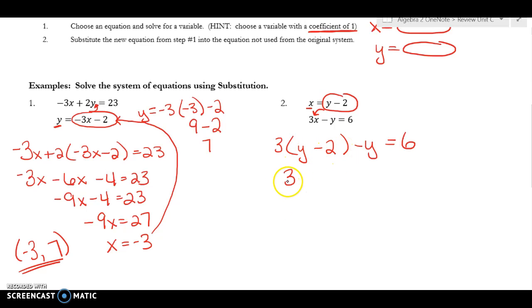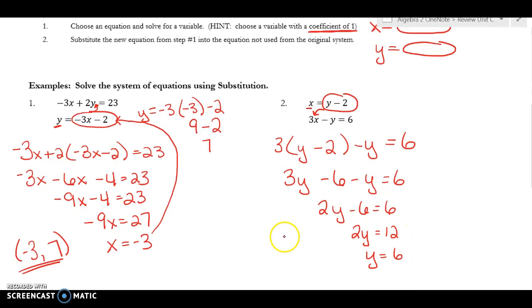So now I'm going to distribute, and I know that I'm doing it right because I only have one variable. So I get 2y minus 6 is 6, add 6 to both sides and get 12. So y is 6. That is my second answer right here because it's an xy.